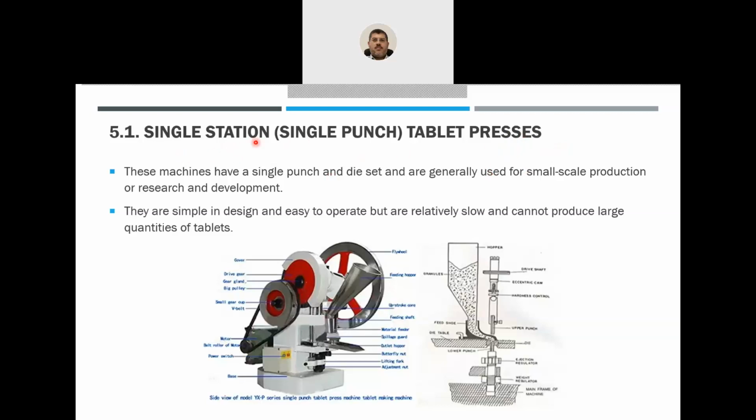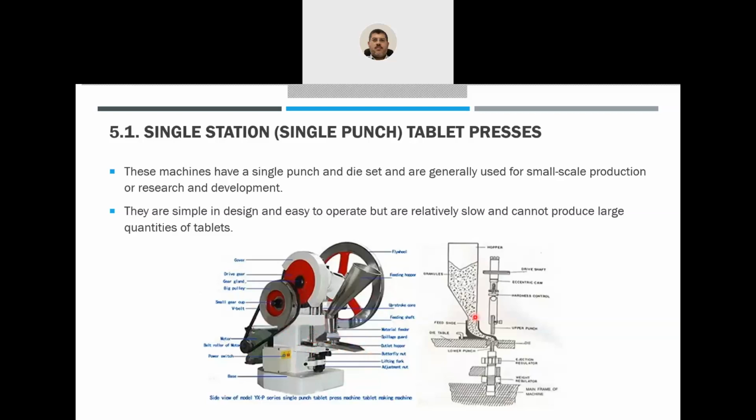Single station has, as you see in the shape here, one mold. The same thing, you have punch and you have die, right? So the die is the part that has a space that gives the shape of the tablet, and it will be filled with powder. The punch will compress the powder into a tablet, that will be ejected and then it will go to the collection tray, right?